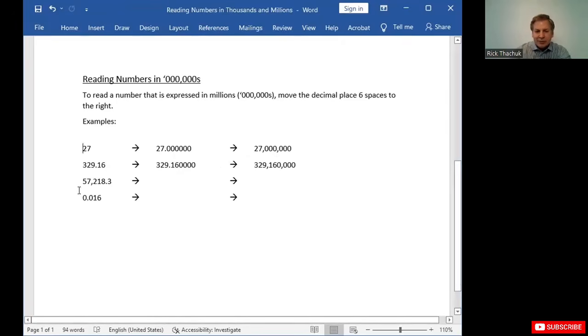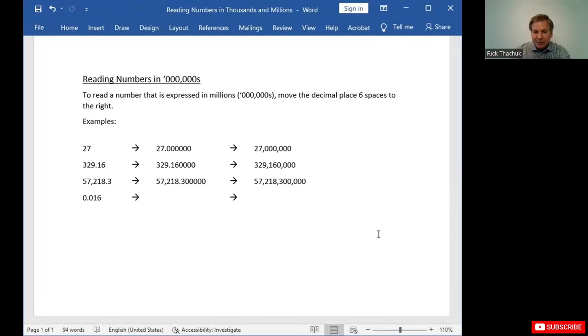Take a look at this number, 57,218.3 million. Remember, these numbers are all in millions. This is my decimal, so after the 3, I can add as many zeros as I want to. So let's go ahead and add some zeros. Now that I can see this, I'm going to take my decimal and move it 6 places to the right. Once I do that, the number becomes 57,218,300,000.